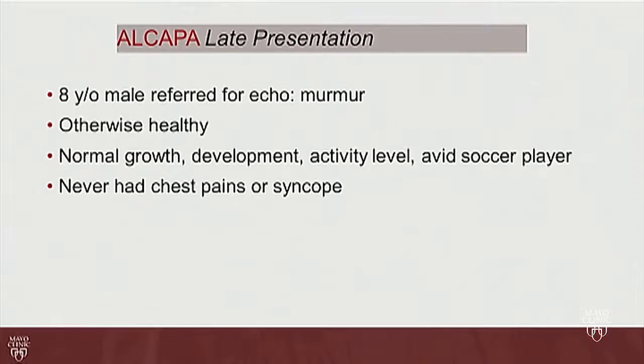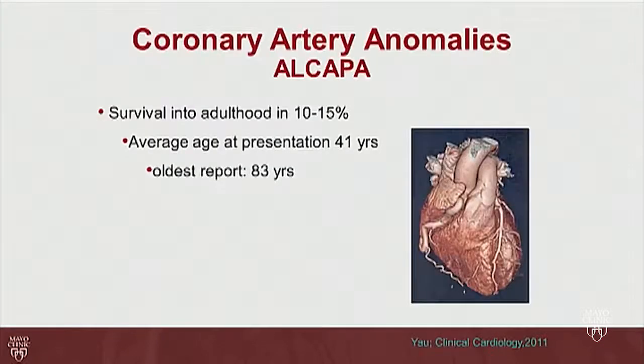So in hunting for trying to find an ALCAPA patient, I went to one of my congenital colleagues, and they said this was an older patient with ALCAPA, and it's an 8-year-old. And it was someone who was referred because of a murmur and was otherwise healthy. They had normal growth and development, normal activities, was an avid soccer player, never had chest pains or syncope.